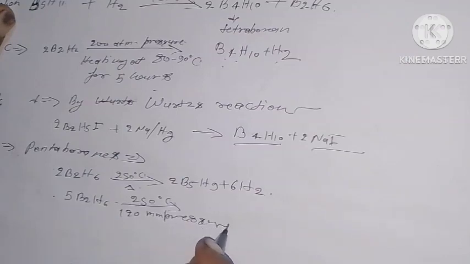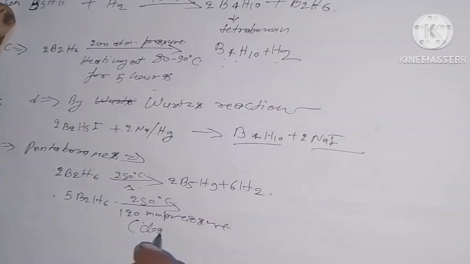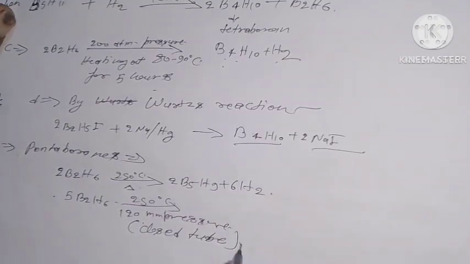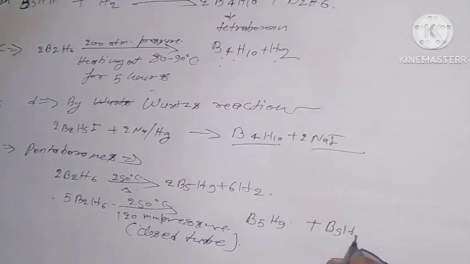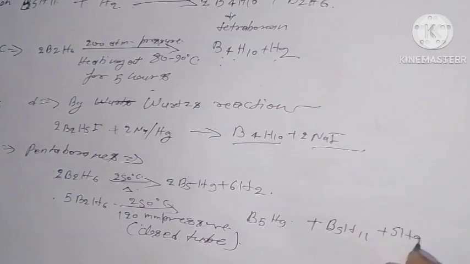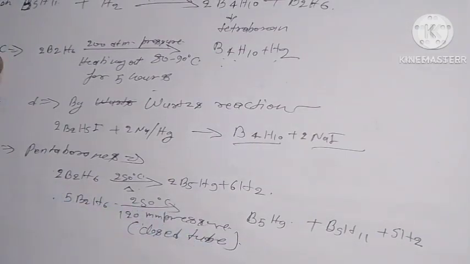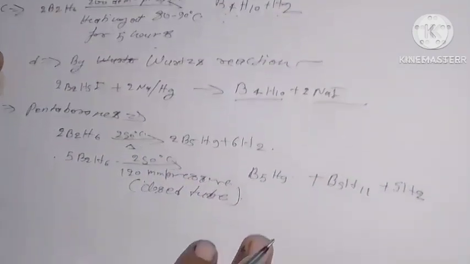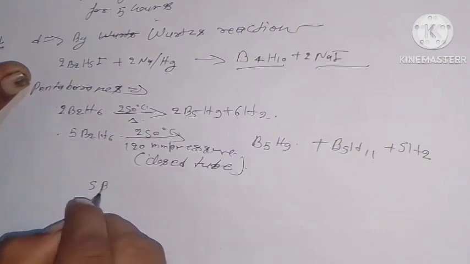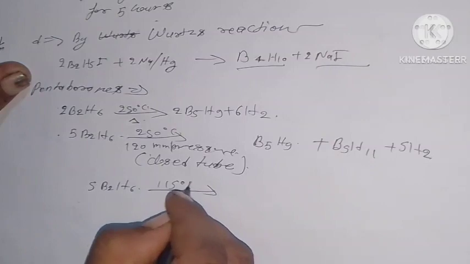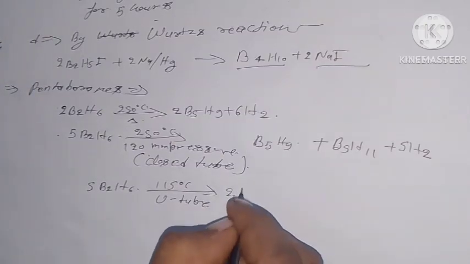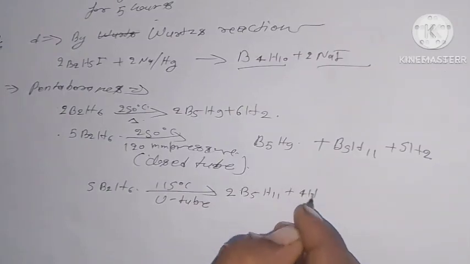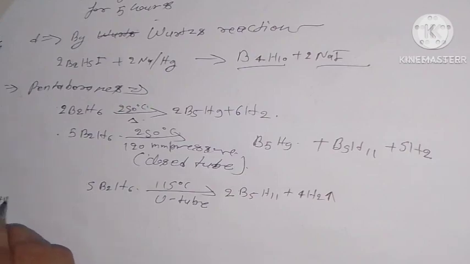20 mm pressure, closed tube, that makes B5H9 plus B5H11 plus 5H2. Okay, and when diborane is passed through a U tube at 115 degrees Celsius, pentaborane 11 is obtained. 5B2H6 at 115 degrees Celsius, U tube, that makes 2B5H11 plus 4H2. Okay.